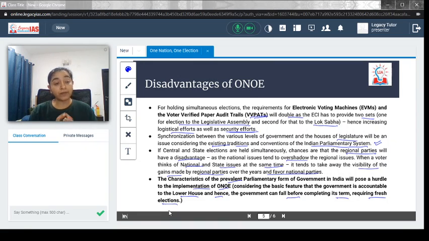So even if, considering cost and practicality, a one-time simultaneous election was held, there is no confirmation that the next election would be held only after 5 years, because of the parliamentary form of system. Governments could fall within the 5 year time scale also. Then what will happen? These are the major issues related with one nation, one election.